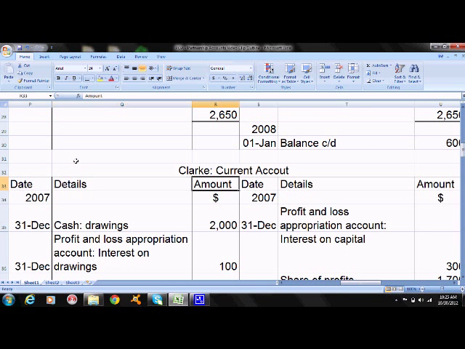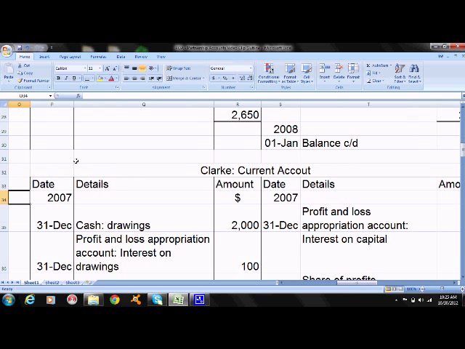Then look at the current account for Clark. As usual, the first thing we do is bring down the cash drawings, which is $2,000. So we're going to debit the current account with cash drawings of $2,000.